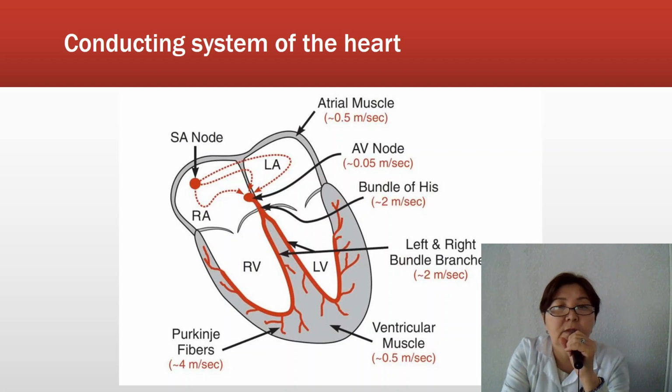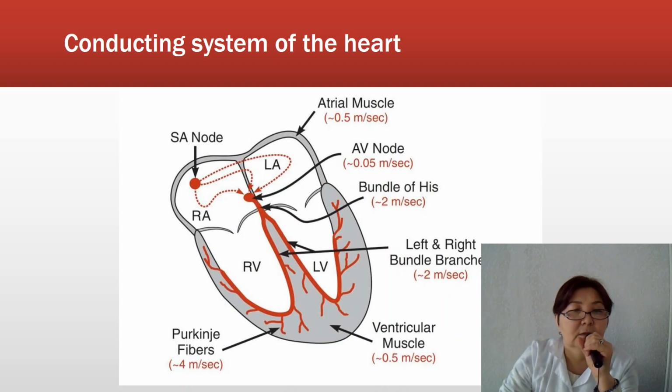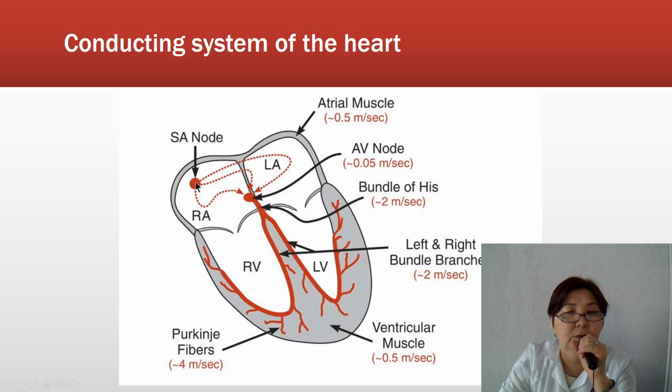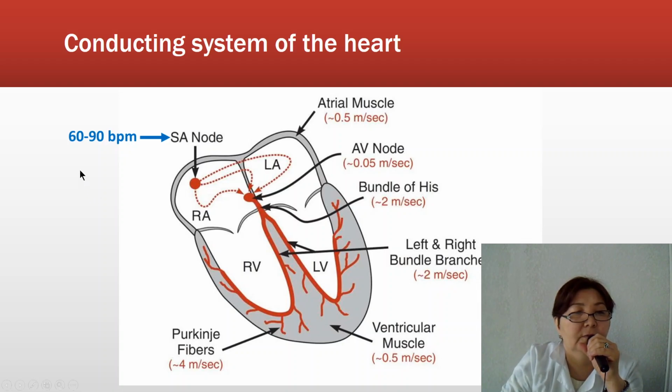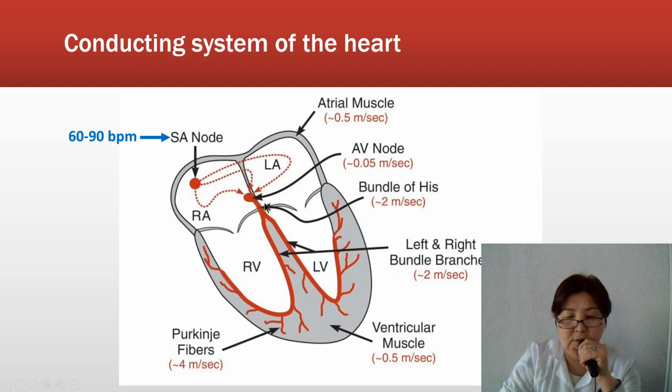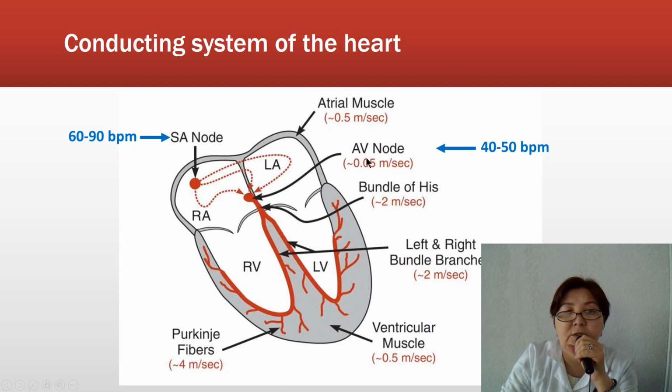Conducting system of the heart. It begins from the sinoatrial node with a rate of 60 to 90 beats per minute, then spreads to the atrioventricular node with a rate of 40 to 50 beats per minute, then spreads to the bundle of His with a rate of 10 to 30 beats per minute.